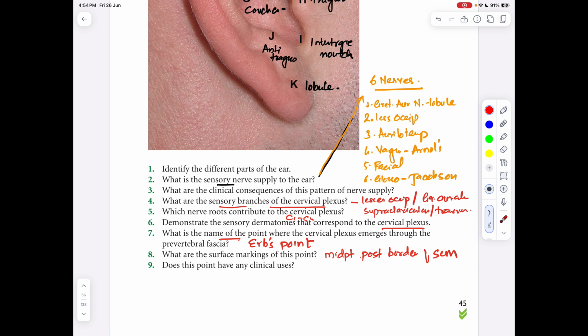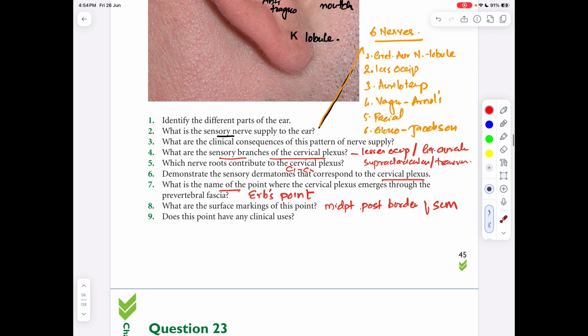The sensory dermatomes that correspond to the cervical plexus are: C1 dermatome, C2 is the superior posterior scalp, C3 is the upper neck and behind the ear, and C4 is the lower neck to the clavicle. What is the name of the point where the cervical plexus emerges from the prevertebral fascia? That is Erb's point.